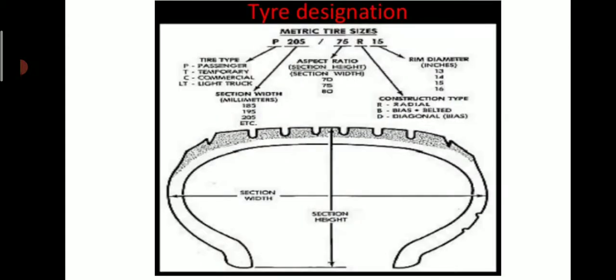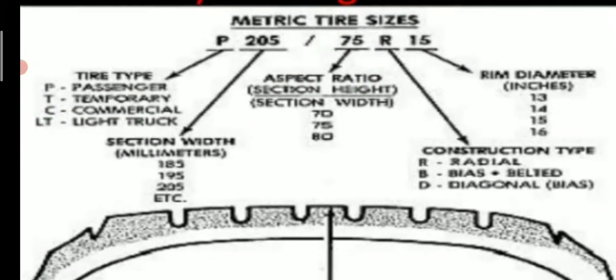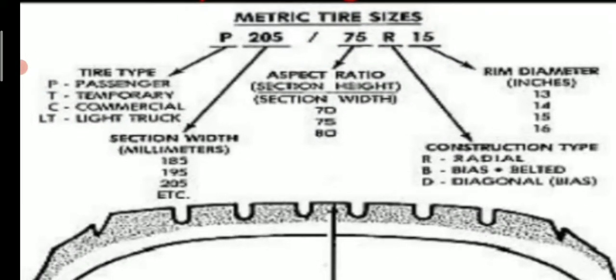The same thing is presented here in a different manner. You will see the terms written in the same way. P means tire type, P is for passenger type, T is for temporary, C is for commercial, LT for light truck. 205 is the section width. Other section widths may be 185, 195, etc.